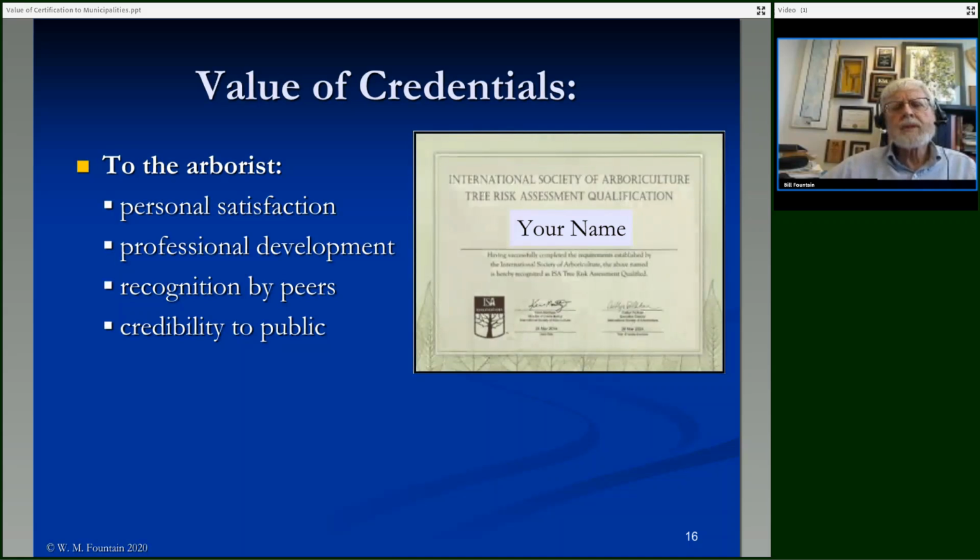So to the arborist, getting these credentials, the TRAQ program in particular, it gives you a personal satisfaction. Yes, I did it. I am now a tree risk assessment qualified individual. It should be part of the professional development of individuals who work for a company, who work for a municipality. Is a good recognition by your peers. Maybe they ought to be taking you out on a Friday afternoon and buying you the beer that you've been thinking about all day long. So it also adds a credibility to the public.